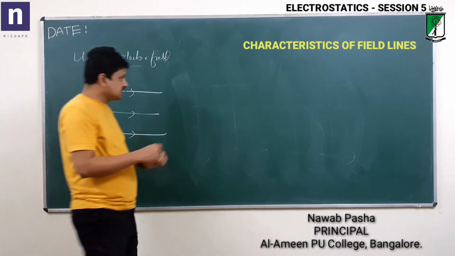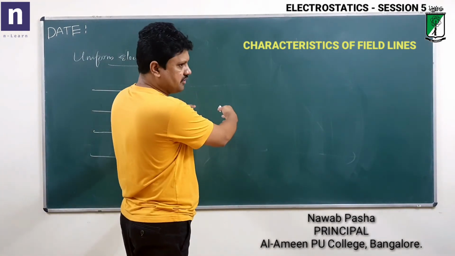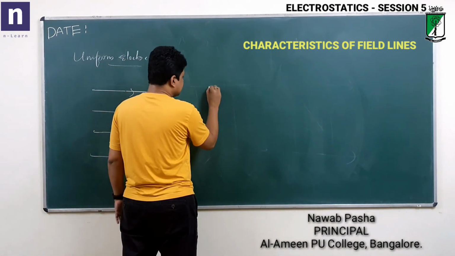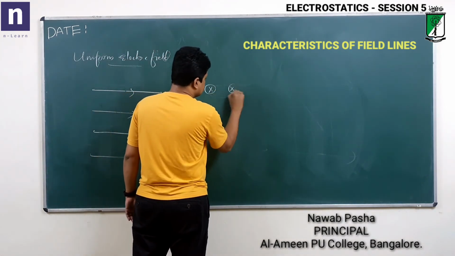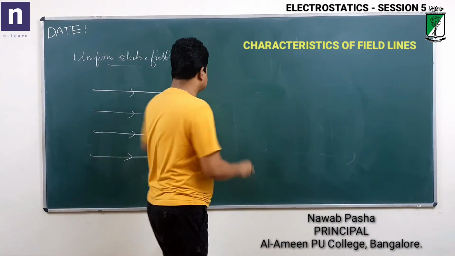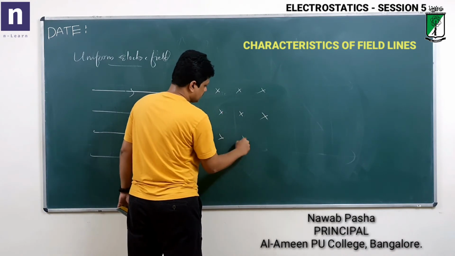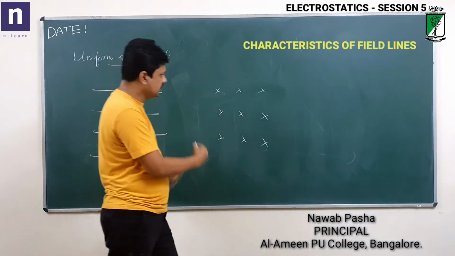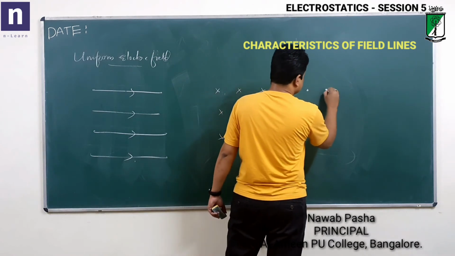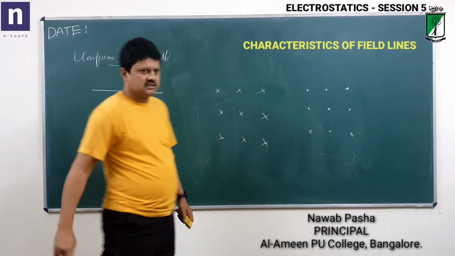Whereas if the field lines are into the board, that is away from you, towards the board, then in that case we will represent it with a number of cross marks. So if you have cross marks, that says the field is into the board. This is inward, into the board. Whereas away from the board, just dots. This is easy to understand.